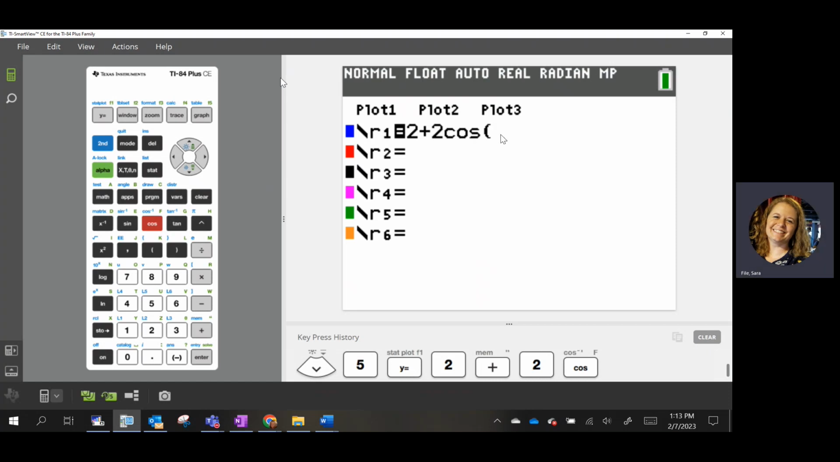To get the theta here, it is the same variable key that we use to get X. You'll notice on this button, there's X, T, theta, N. What variable shows up when you push this button depends on what mode you're in. When you're in polar mode, it's going to show a theta. So 2 + 2 cosine theta, and that's the same button as we usually type for X. And you said that one would be a cardioid. The second equation is 2 - 4 sine theta.